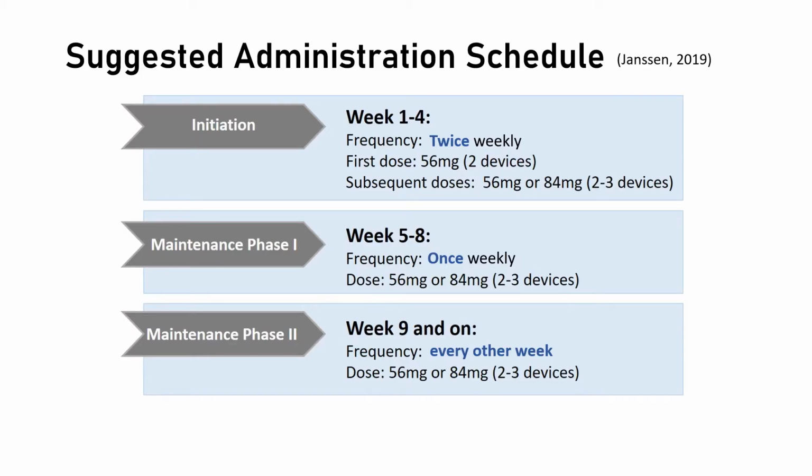There are some manufacturer guidelines about treatment initiation. Most patients will get 56 milligrams on their first treatment and increase to 84 milligrams on their second dose. Someone over 65 or who has liver disease might start at 28 milligrams, which is just one device. Patients start out getting 2 treatments weekly for a month, then decrease to once weekly if tolerated. At 9 weeks, it's recommended that patients decrease to 1 treatment every other week. There currently aren't clear guidelines about how to stop esketamine.